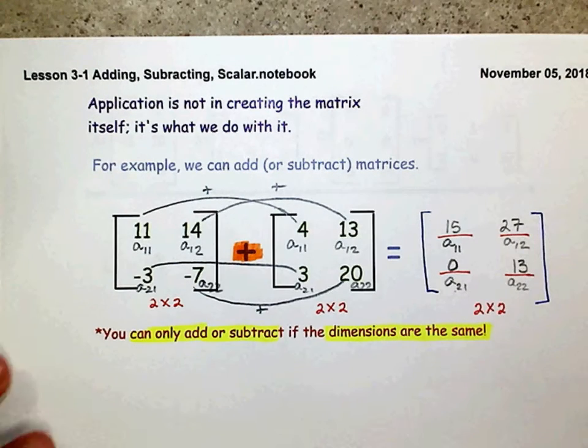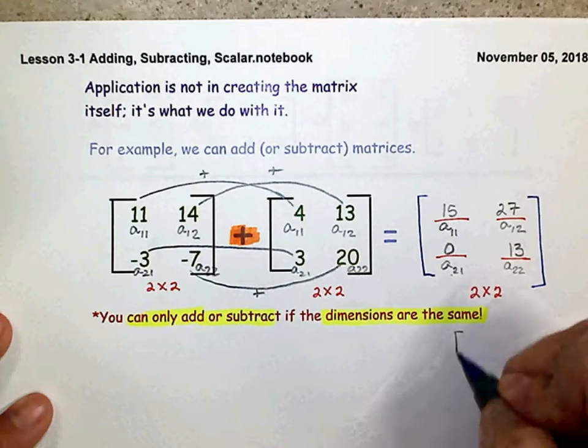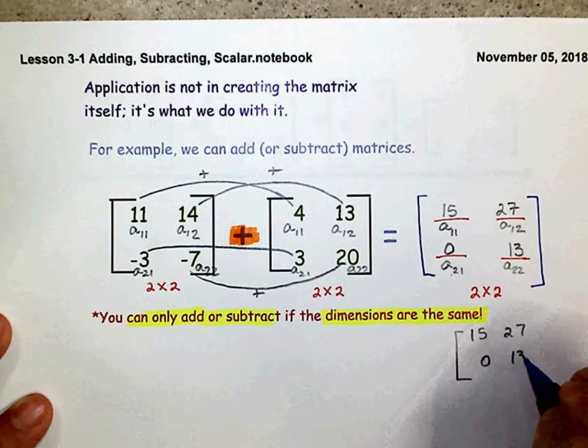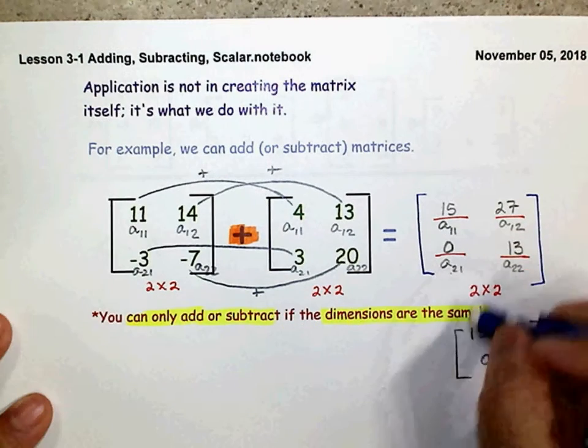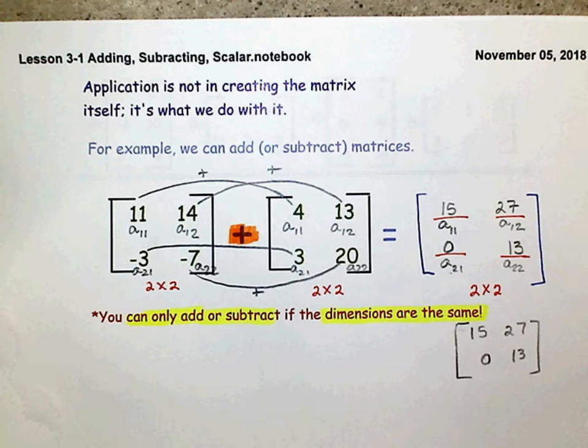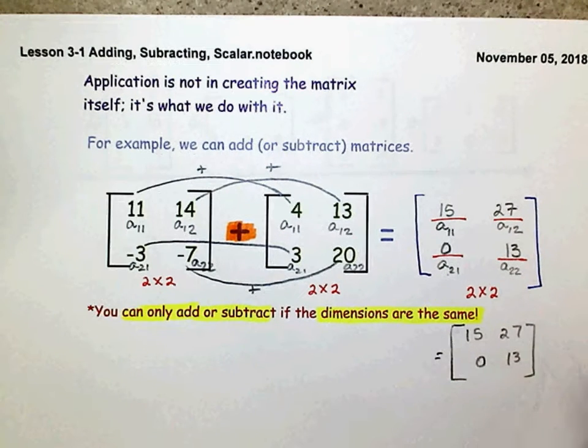So there you have your new solution, and you can write it just like this. 15, 27, 0, and 13. Okay? Try to make your bracket a little bit better than mine. There you go. That looks better. So there you have your solution, a 2 by 2.